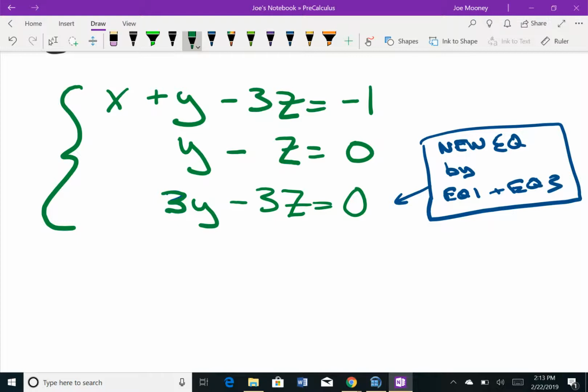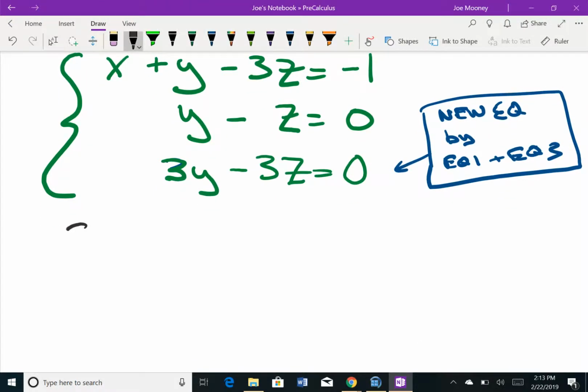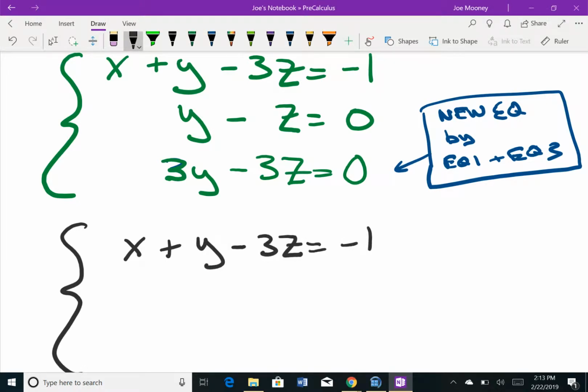I'm only worried about the y's. Whatever else happens with the z's and the constants will happen. And after we've done it, I'll go back and point out what I was looking at. All right, so let's do this. My first equation is going to come along because I'm not doing anything with it. My next equation, I'm messing with it, but I'm not actually changing it.